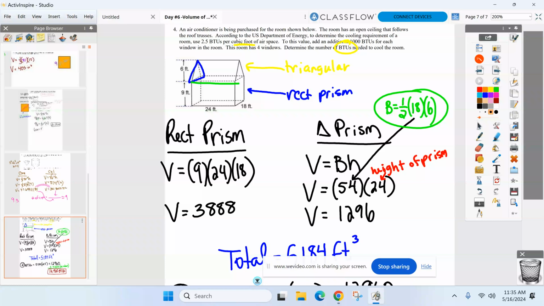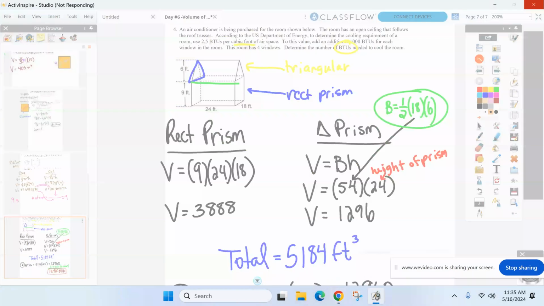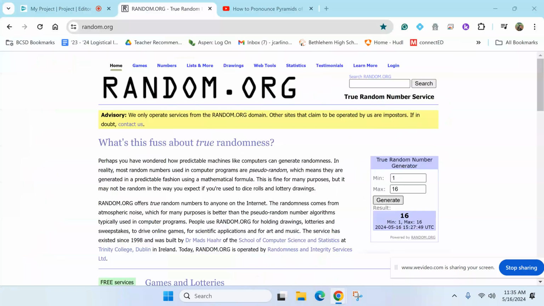And it's going to go dead on me. Maybe not. Yep, of course. You multiply that by 2.5. Add in the 4 windows at 4,000 apiece. 16,690 BTUs. Okay. You got to make sure you add in the 4,000 for the 4 windows at 1,000 apiece. Okay, 16,690 BTUs. All right.